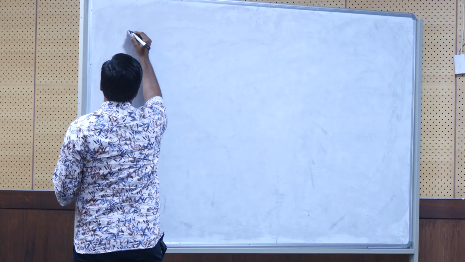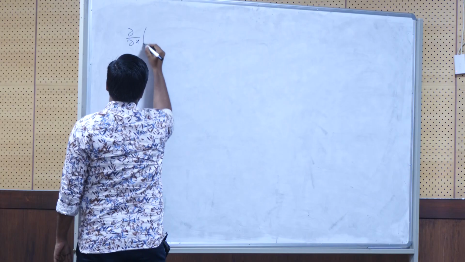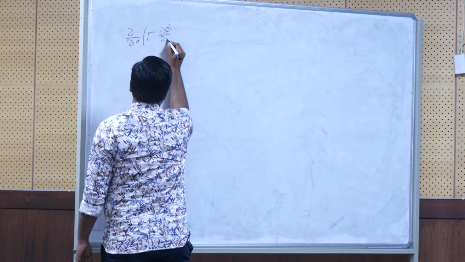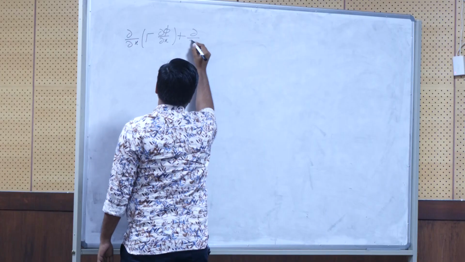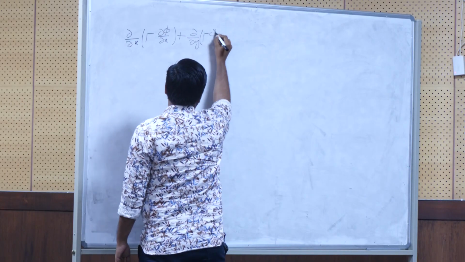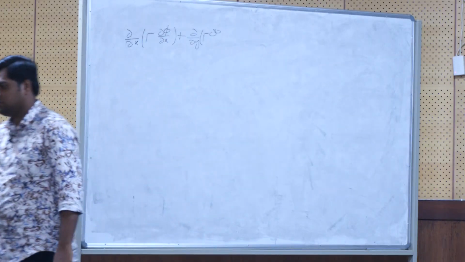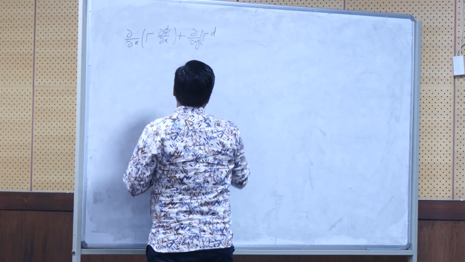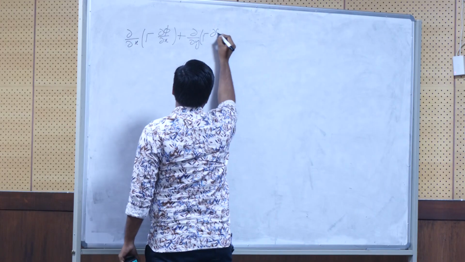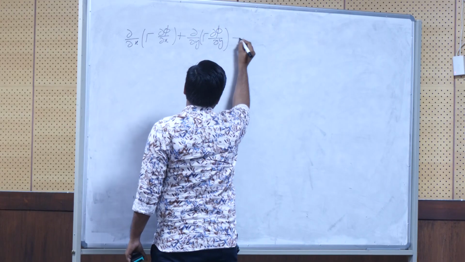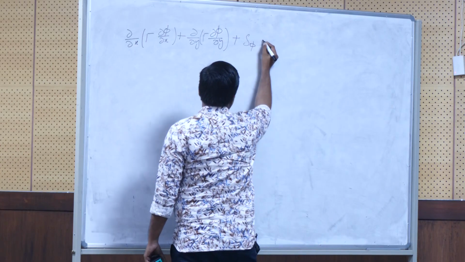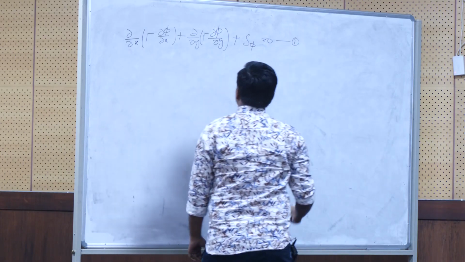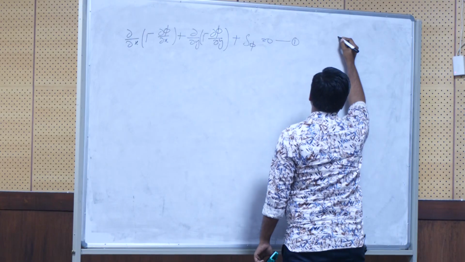In 2 dimensions: dou by dou x of lambda dou phi by dou x, plus dou by dou y of lambda dou phi by dou y, plus source term, equal to 0. Now first, take a grid point and nodes.